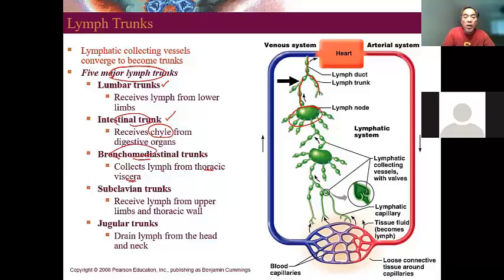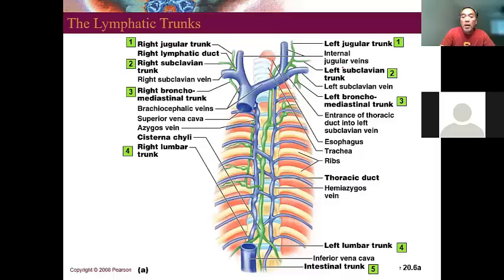And then we have another trunk called the subclavian trunk, okay? They're the ones that receive the lymph from the upper limbs and the thoracic wall. That is called the subclavian trunk. And then the jugular trunks, they're the ones that receive the drainage from the head and the neck. So this is now at this level. We call it the lymphatic trunks, okay? There's 5 major trunks. So we're going to identify that in our anatomy. So these are the 5 trunks, okay?